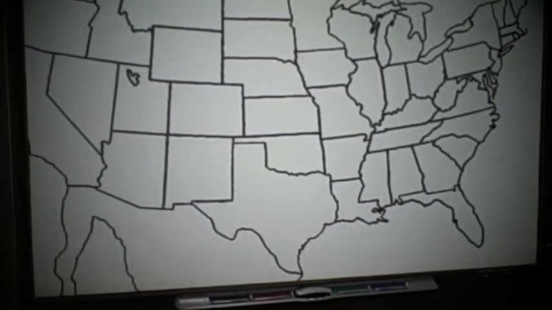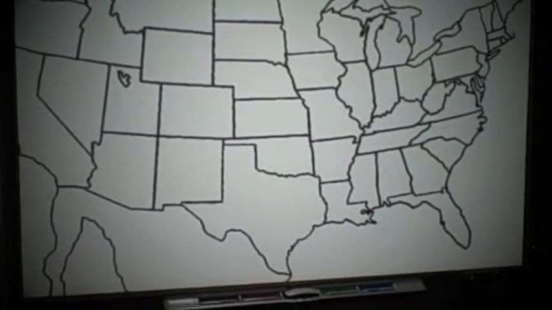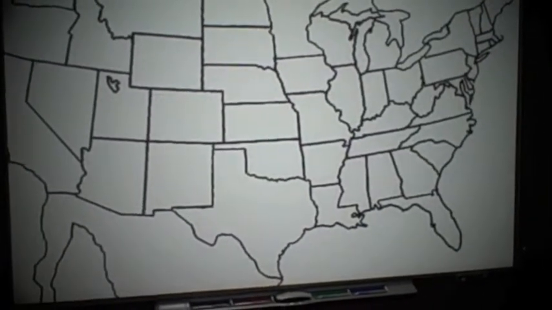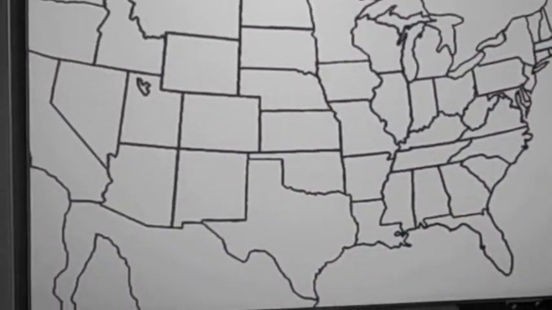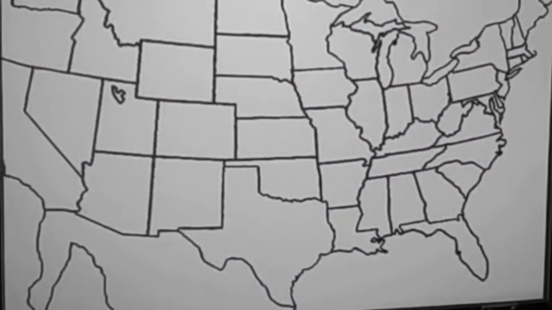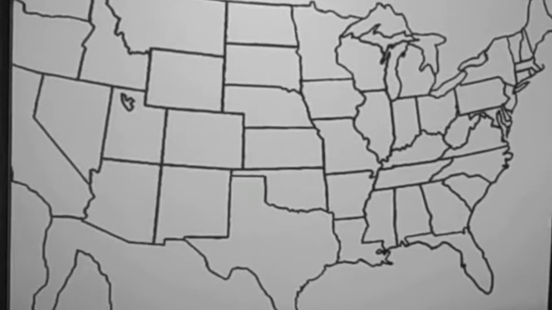Now that all of your states are right, we're going to focus in on the geographical features of the United States. When we do this, we're going to be using absolute and relative location. We're going to look at the mountain ranges, rivers and lakes, and the Great Lakes. So with this, we're going to start first with the mountains. We're going to look at the Rocky and Appalachian Mountains.